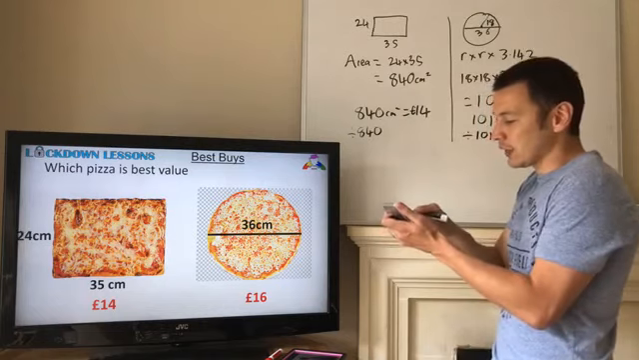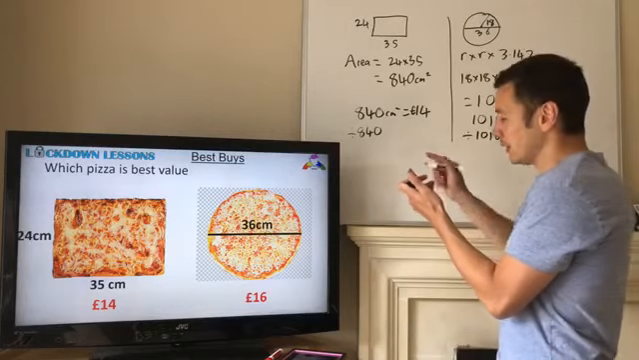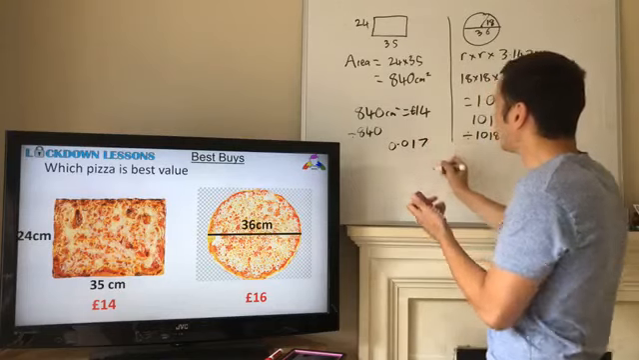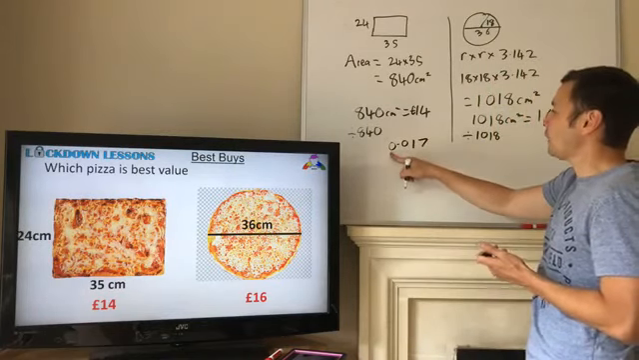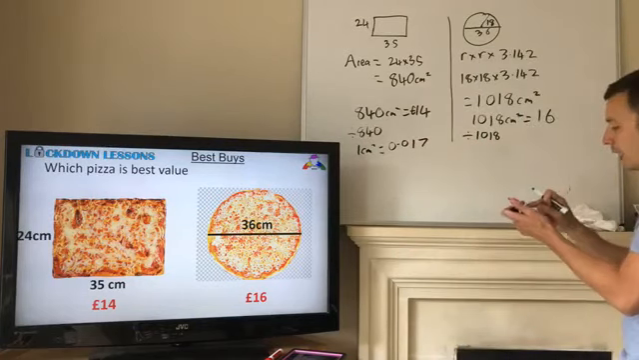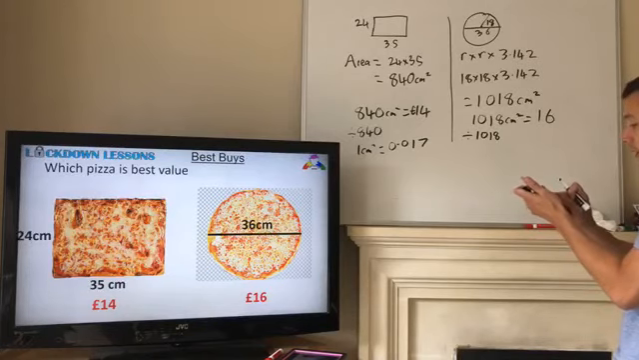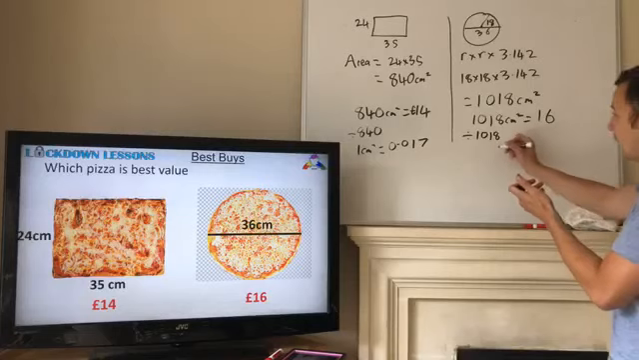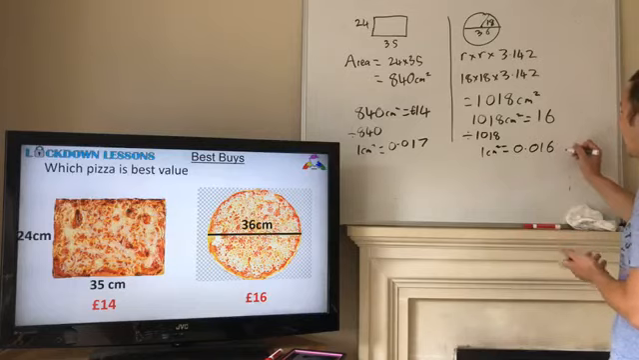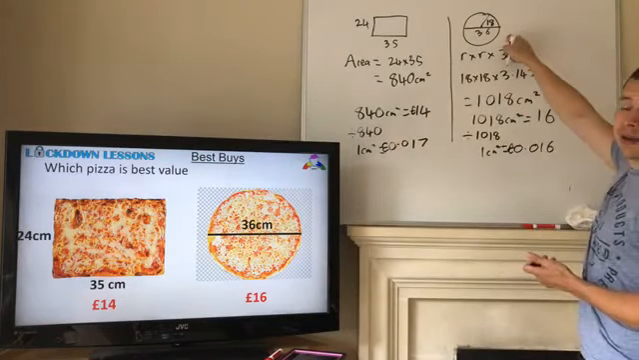So 14 divided by 840 gives me 0.017. That's how much it costs for a little tiny piece of pizza. So 1 centimetre squared costs this much. If I divide this one by 1,018, I get 1 centimetre squared equals 0.016. So this one is cheaper. So this is better.